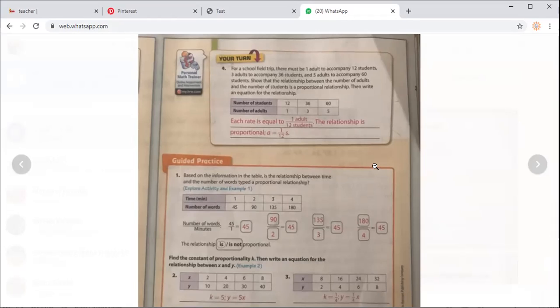It's proportional. Why? Because all three fractions have the same value. You are very close to the right answer, because all the fractions which we got from simplifying the ratios are the same, which means we found a constant value, which we can denote by which letter, grade 7?